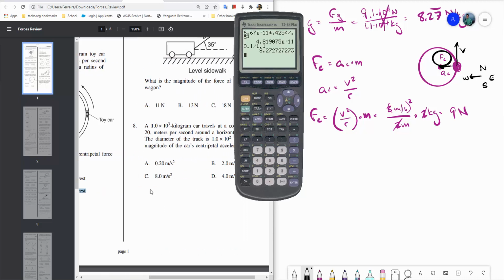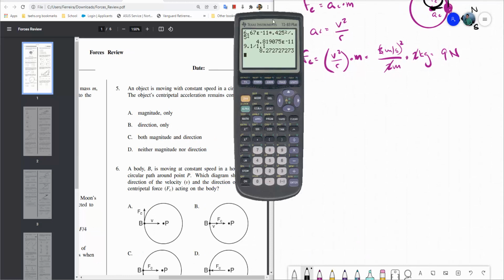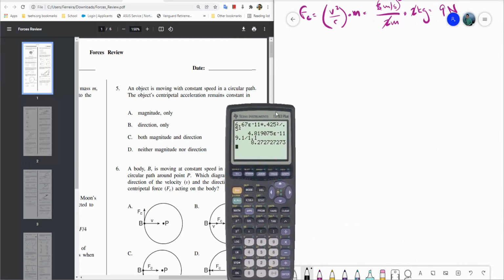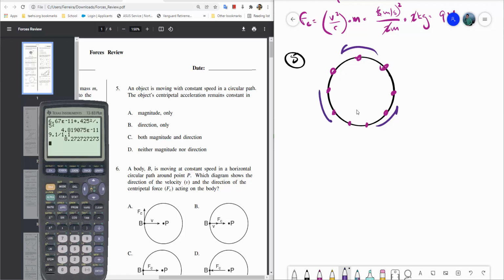Okay, now let's look at number 5. An object moving with a constant speed in a circular path. The object's centripetal acceleration remains constant in, the answer is A, magnitude only. Because if you consider what we saw earlier with a circular path, let's say I'm moving around in a circle in this general direction, this way, and then this way, and this way, that's how I'm spinning.